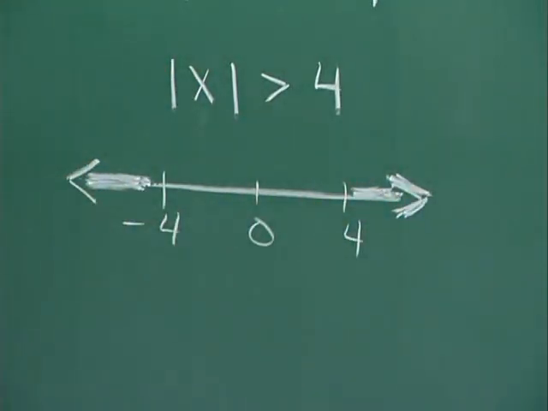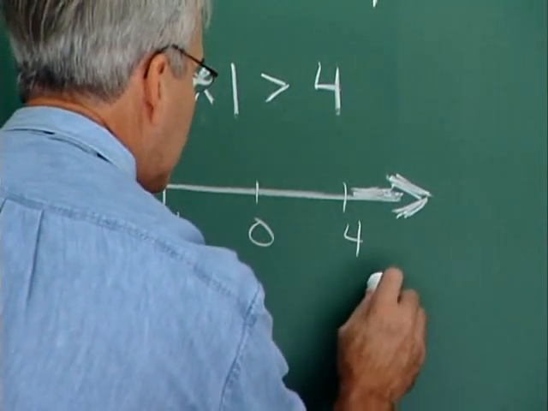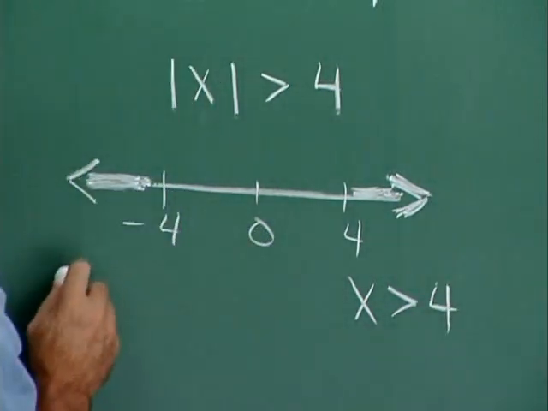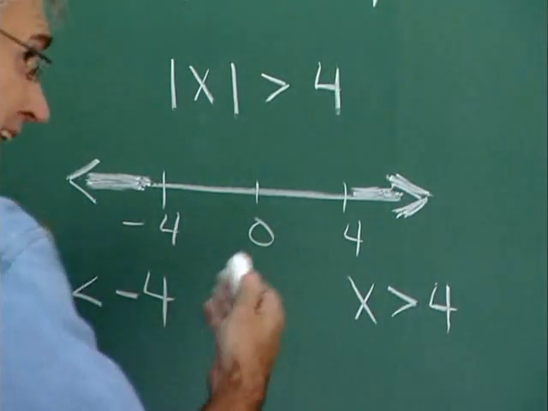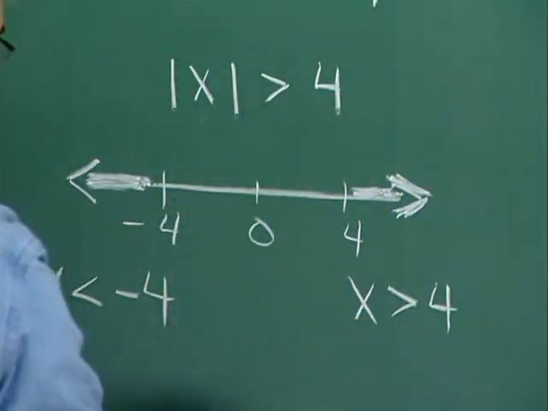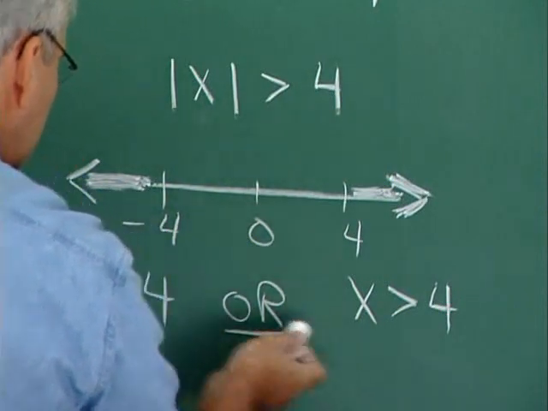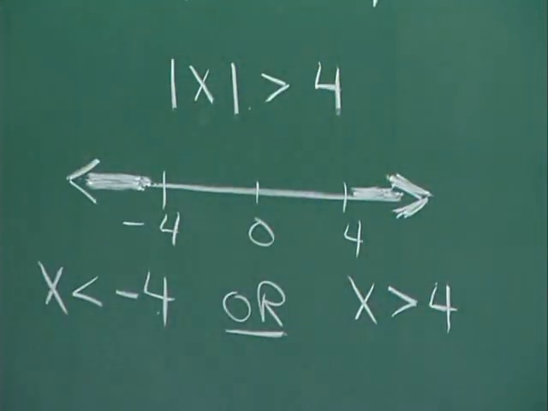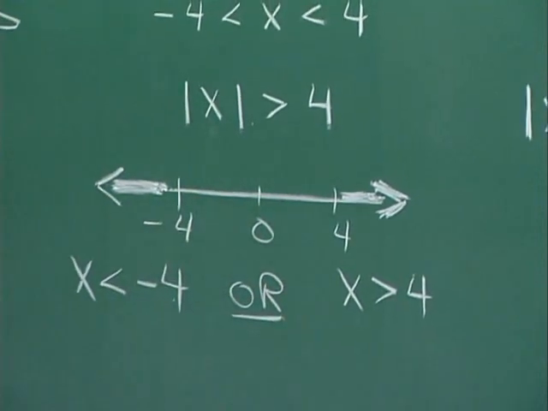Well, how do we show that? Well, we can show it like this. We can say that this is the interval x is greater than 4. This is the interval x is less than negative 4. And we want values that are either in this group or in that group to make this true. So we want the union of these two sets, or we want to use the word or here. Either x is less than negative 4 to make this true, or x is greater than 4 to make that true. Okay, the word or here, the word and in the other problem.